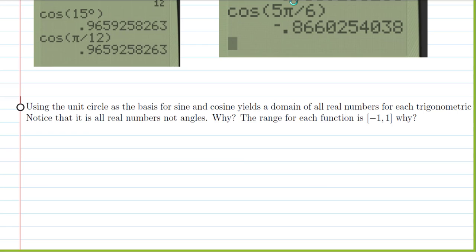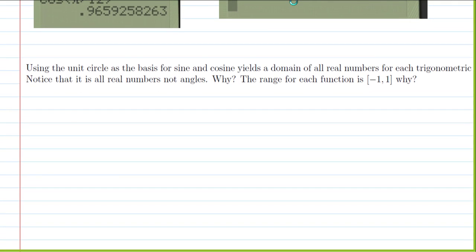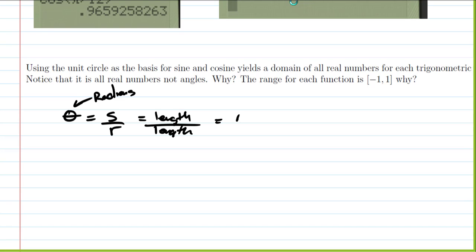So why is that? Well, it's because of how we've defined theta. Theta was x divided by r when it's in radians. So if this has units of length and this has units of length, the units reduce out and we just get a pure number. So there are no units attached to the input of a trigonometric function in radians. So it's a pure number, and our domain can be extended to all real numbers.